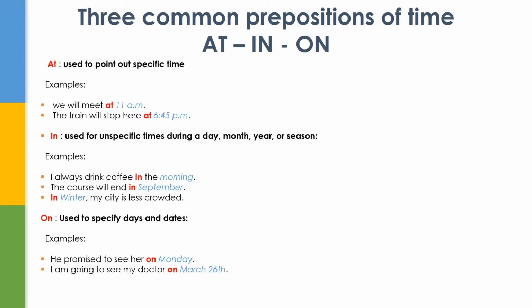On, used to specify days and dates. Examples: he promised to see her on Monday. I am going to see my doctor on March 26th.